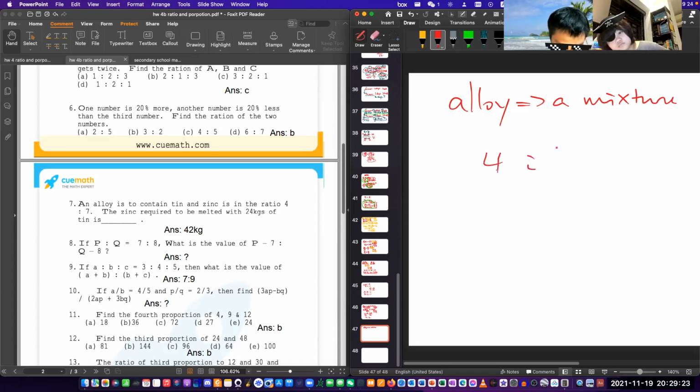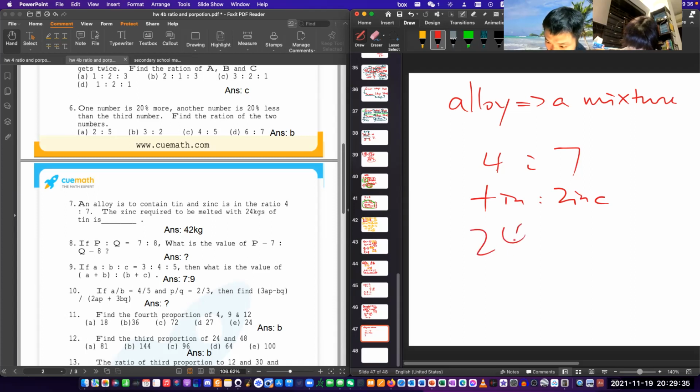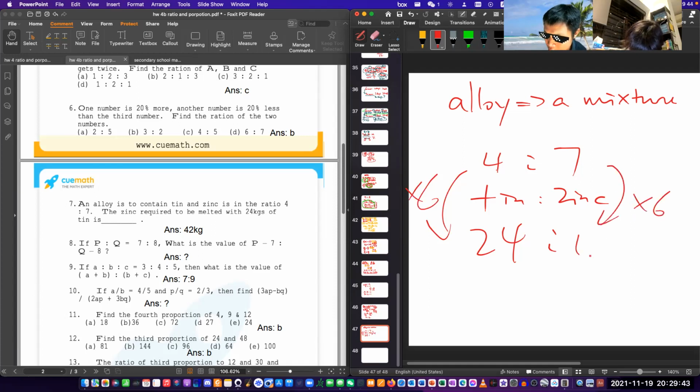So you have 4 to 7. This is tin, and this is zinc, and it says the tin is 24 kgs. So this is 24. How much zinc is required? So this is times 6. Because of proportionality, you times 6 as well. So therefore you get 42. You're right.